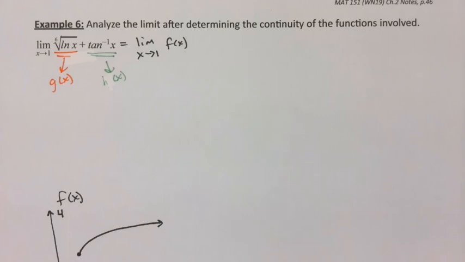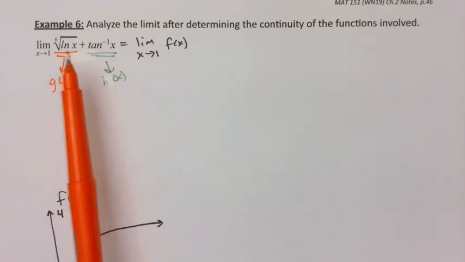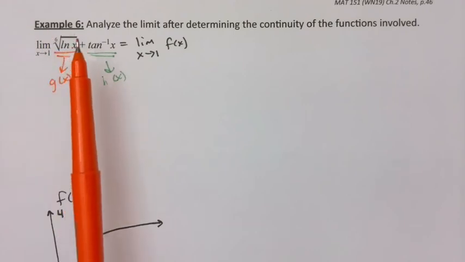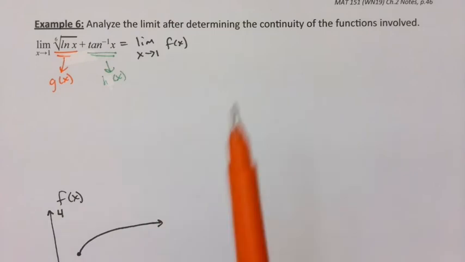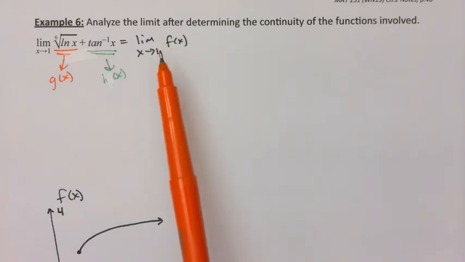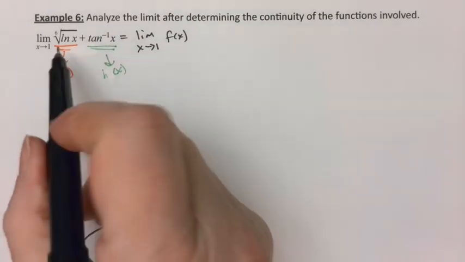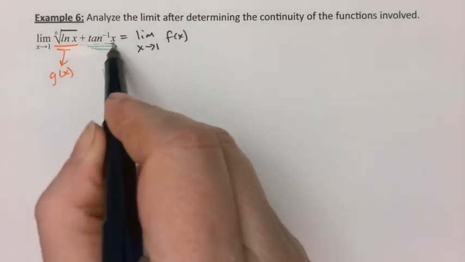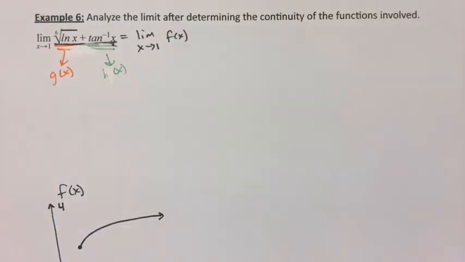For this next problem, I want to analyze the limit after determining the continuity of the functions involved. So I've decided to break up my function into two pieces because those are the functions involved. I've got this part over here, which I'll call g of x, and this part over here, which I'll call h of x. And that makes the overall function f of x, where f of x is this entire big thing. F of x is all of it.